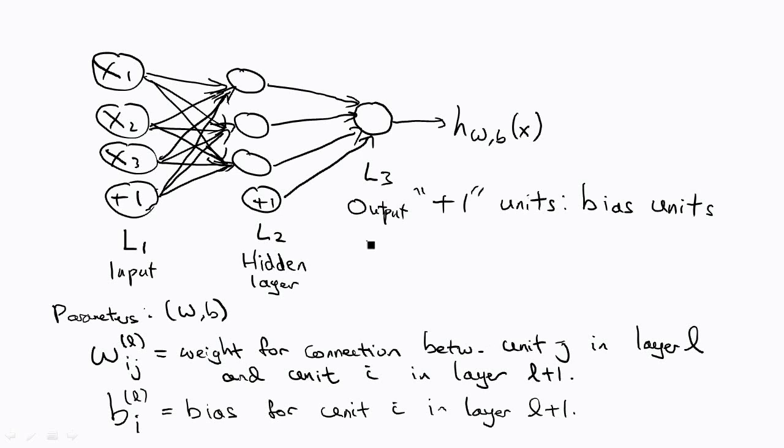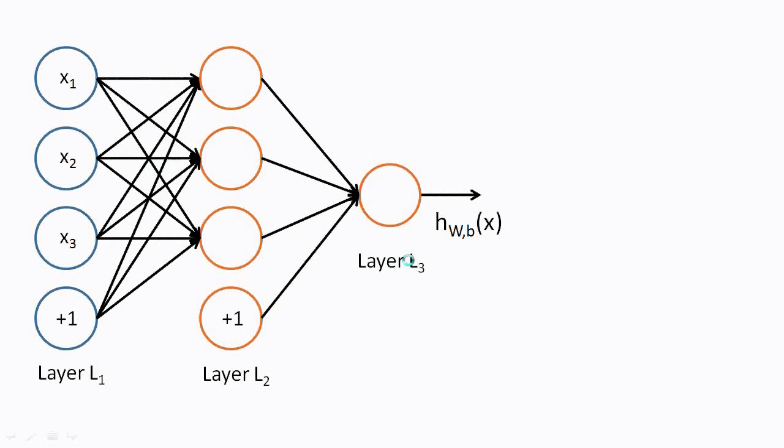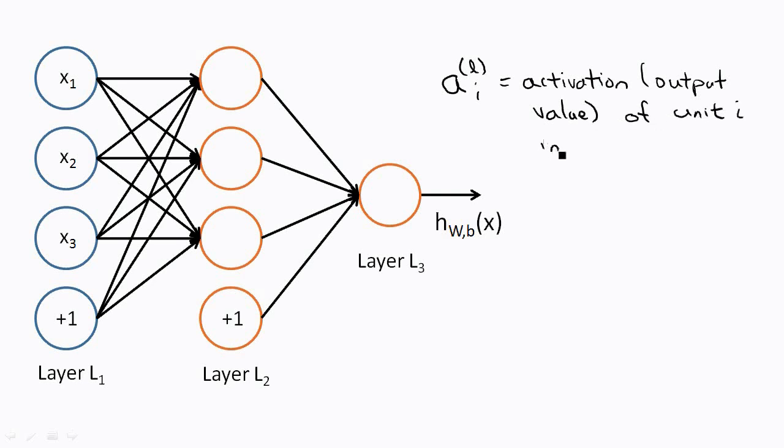And finally, let's define one more piece of notation. Actually, let me switch to a cleaner drawing of this neural network. Okay, so here's a cleaner drawing of this neural network, same as the previous slide. The last piece of notation I want to define is I'm going to use A superscript L subscript I to denote the activation, and by activation, that's synonymous for output value of unit I in layer L. So for instance, this is layer L2, the hidden layer of the neural network.